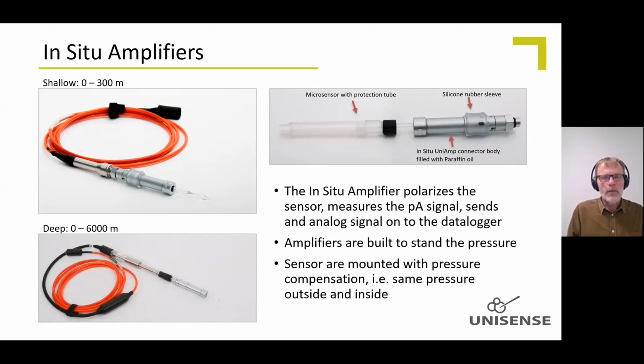All sensors for our in situ instruments are connected via the in situ amplifiers. We have a shallow and a deep version. Sensors are connected here via the in situ connector. This one is filled with oil inside, and the sensors have a channel into the interior of the sensor where the oil can pass through. That means that pressure outside will be transmitted through the silicone rubber sleeve into the oil and into the inside of the microsensor, and will have the same pressure inside and outside the sensor, and therefore they can be taken all the way down to 6 kilometers water depth or 600 bar pressure.